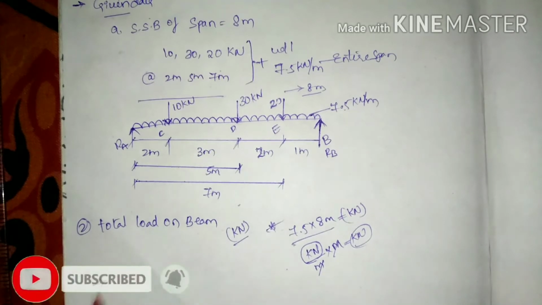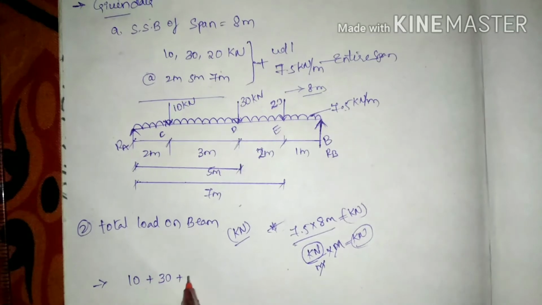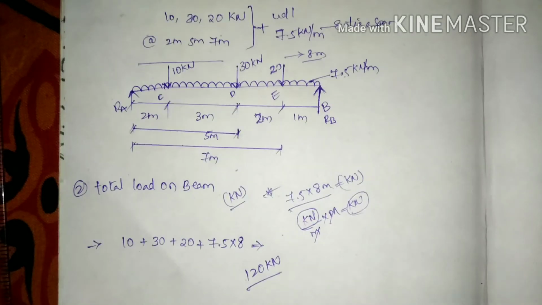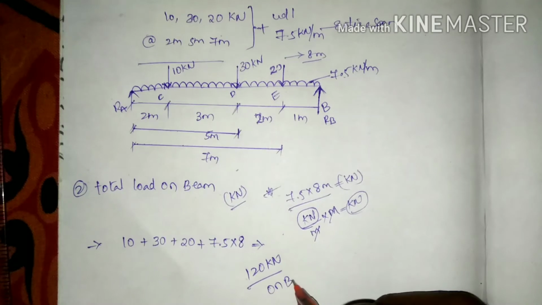Next, we have 10 plus 30 plus 20 plus the UDL 7.5, converted to a point load by multiplying with 8. Then the total load on the beam will be 120 kilonewtons.